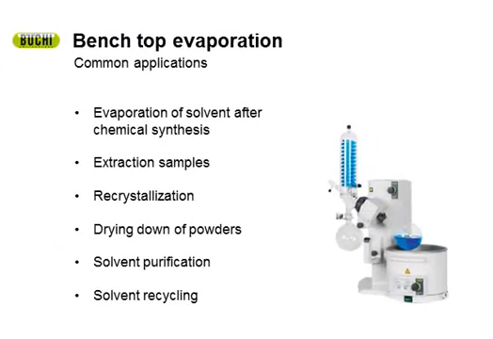So here's a list of common applications for a benchtop evaporator. You can see the most common is evaporation of solvent after a chemical synthesis. As a user, you work up your synthesis, your reaction, and then you have to strip off the solvent. This is mainly done on a benchtop rotary evaporator. If you're working with extraction samples or performing recrystallization, again, this is more on a benchtop rotary evaporator. Drying down powders is getting more popular because you have your slurry mixture, and instead of putting it into a drying oven and letting it dry, you can put it into a rotary evaporator and dry down the powder that much faster.